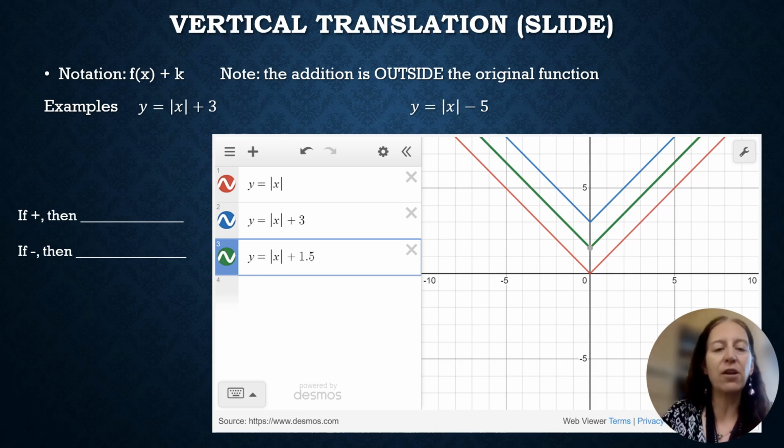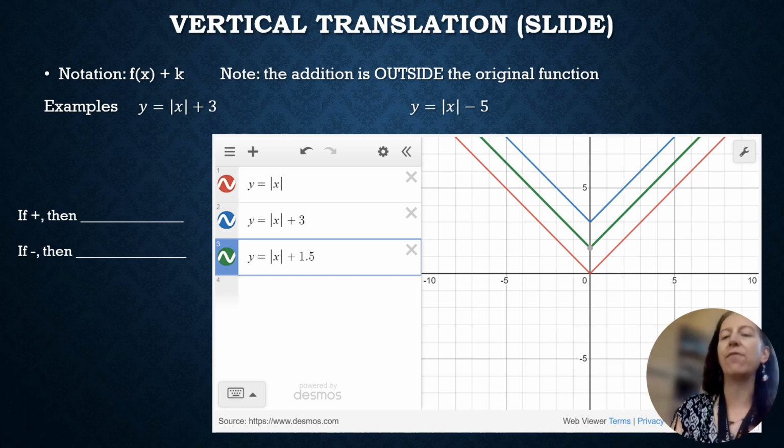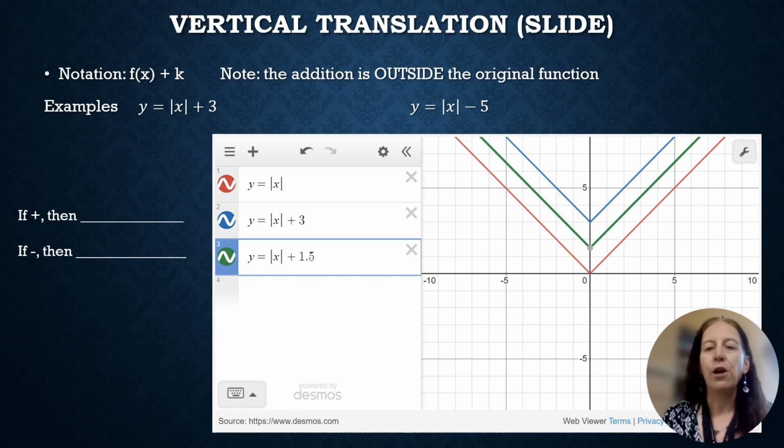Now I'm going to take a look at absolute value of x minus 5. And again, I need to kick myself out of the absolute value to be able to see it, and I have to minimize my keypad. But what you can see is that when I subtracted the 5, I actually took that parent graph and I slid it down 5 units.